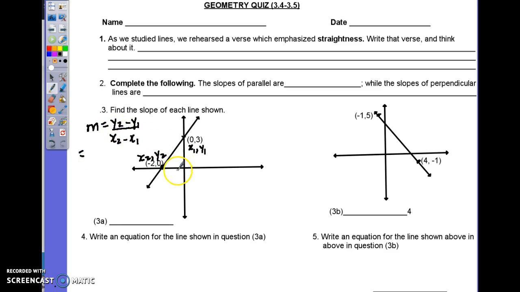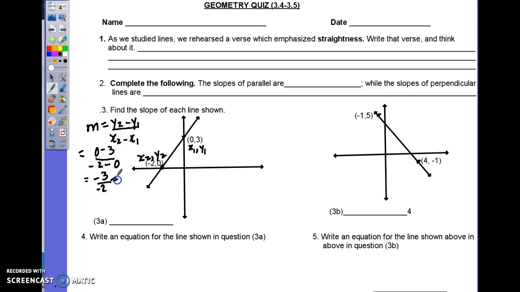For y2 minus y1 in terms of numbers, that would be 0 minus 3, over x2 minus x1, which with numbers would be negative 2 minus 0. Working this out carefully, 0 minus 3: the 0 contributes nothing, so I'll just leave it negative 3 upstairs. And downstairs, negative 2 minus 0. Again, the 0 is not a contributor, so it's just negative 2.